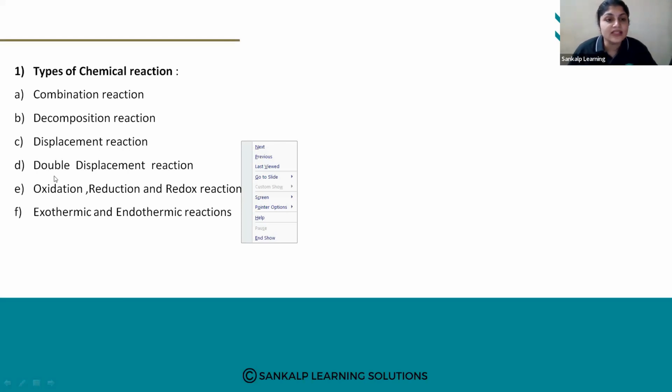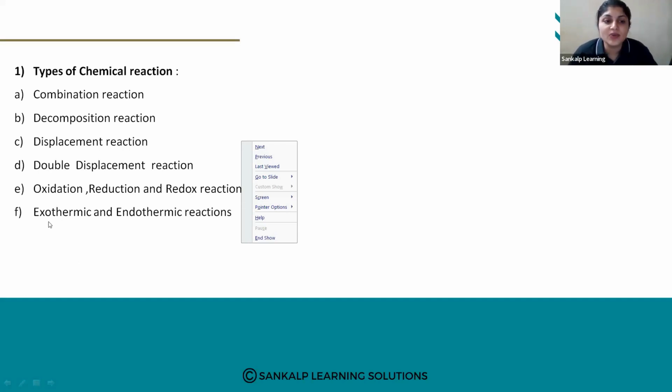Then next we discussed what is oxidation, reduction and redox reaction. What is oxidation? Addition of oxygen or removal of hydrogen is called oxidation. What is reduction? Addition of hydrogen or removal of oxygen is reduction. What is a redox reaction? It is a reaction where oxidation and reduction take place simultaneously.